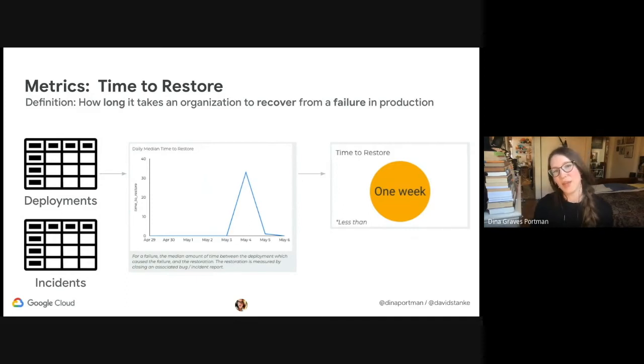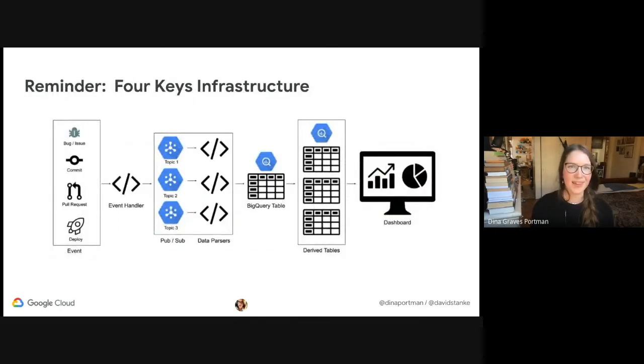So if you cannot make the tight association between incidents and deployments, then you fall back on when the incident was filed in your incident management system. But ideally, we can tightly couple these two pieces of information. We can join them together, and we can use that to calculate the median amount of time it takes to restore an incident. Okay, so here's a reminder on the infrastructure.